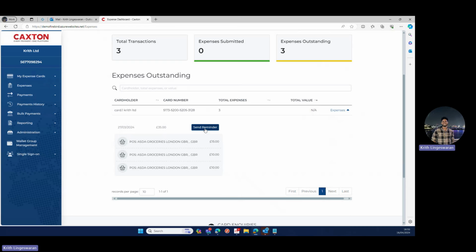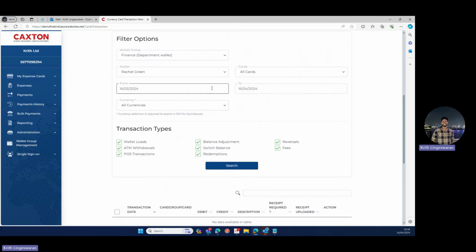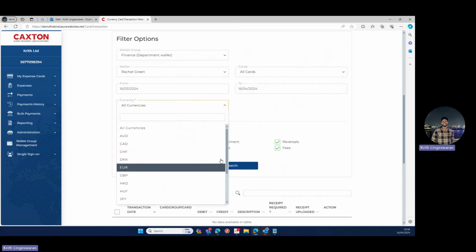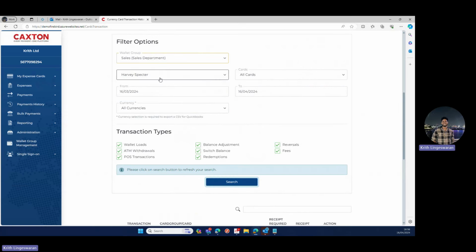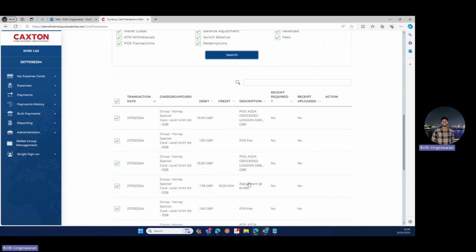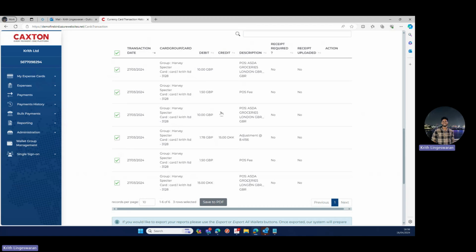And if the finance admin wanted to, you should be able to send a reminder to ensure that expenses are actually submitted. To have full visibility over where the cards are being used, head to the card transaction history, where you can filter transactions by wallet, by card, and by date. We can also filter it by the different currencies you use. For example, if we use the same Harvey, you'd be able to see all the transactions that have happened in the last month.